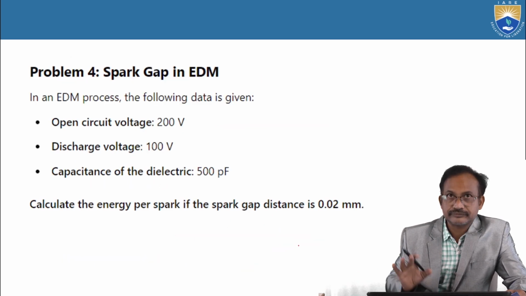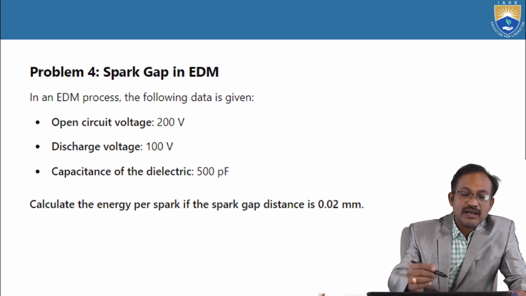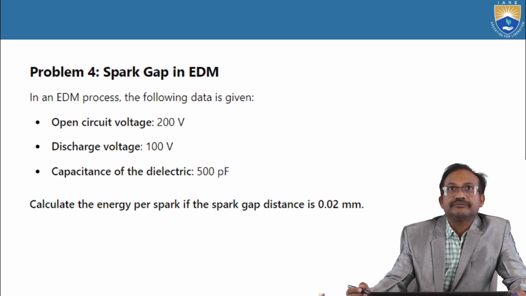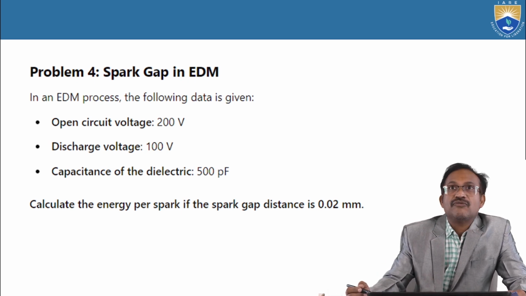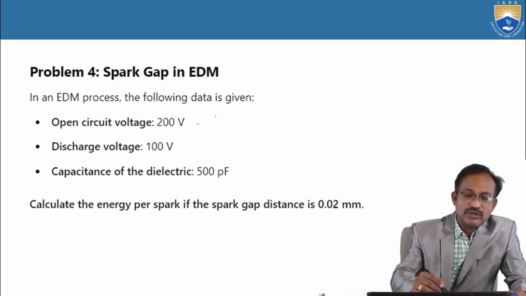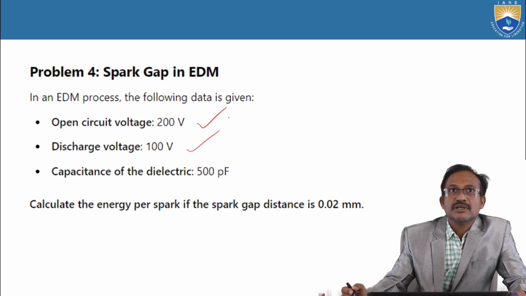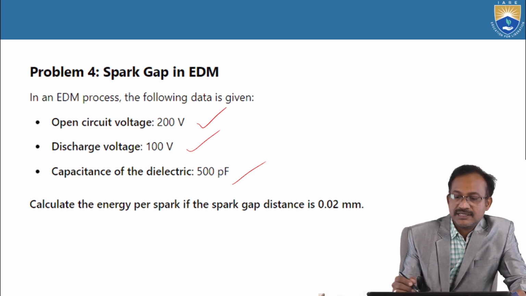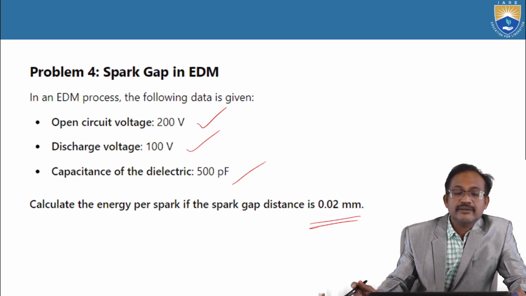Now let us look at problem number 4. Spark gap in EDM. In an EDM process, the following data is given: open circuit voltage is given, discharge voltage is 100 volts, and capacitance of the dielectric is 500 pF. Calculate the energy per spark. The spark gap distance is 0.02 millimeters.